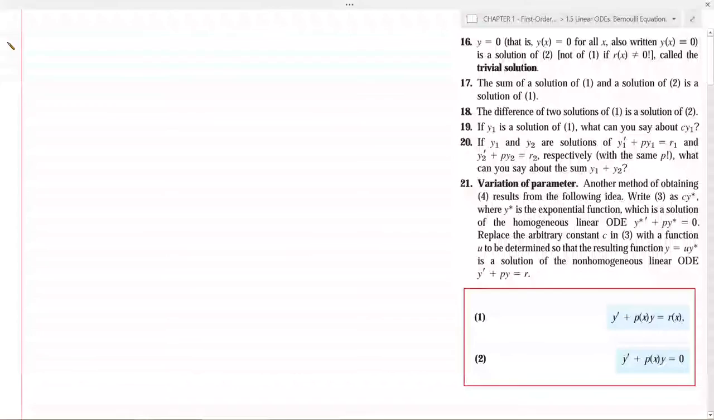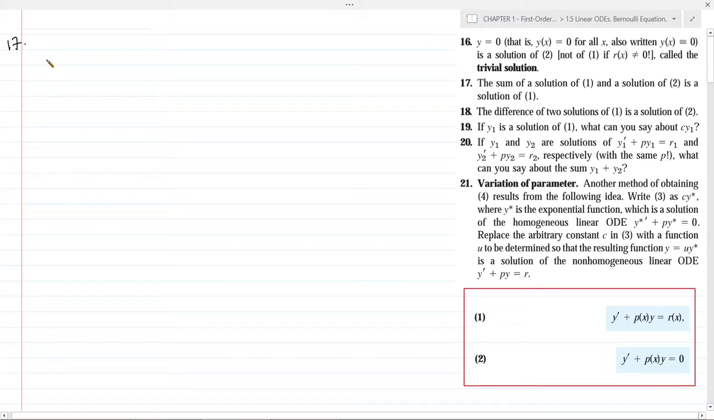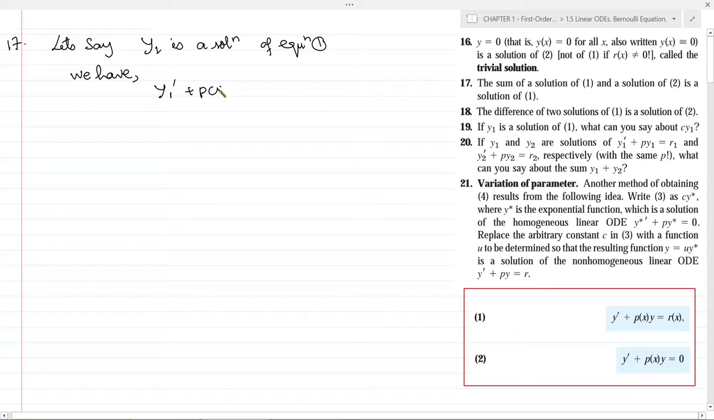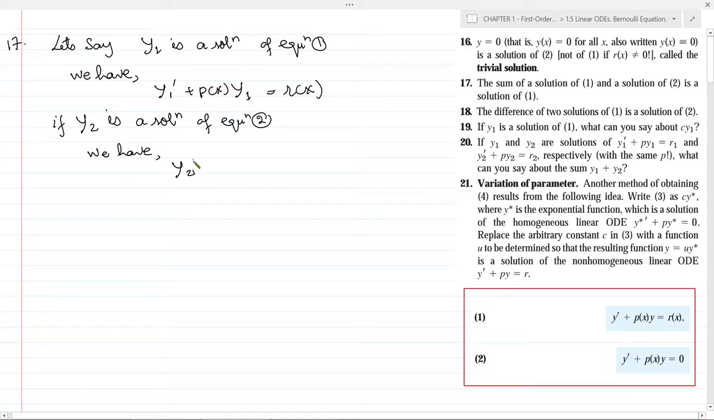Question 17. The sum of a solution of equation 1 and a solution of equation 2 is a solution of equation 1. So let us say y1 is a solution of equation 1, so we have y1 dash plus p of x y1 equal to r of x. Similarly, if y2 is a solution of equation 2, we'll have y2 dash plus p of x y2 equal to 0, from equation 1 and equation 2 of the book.